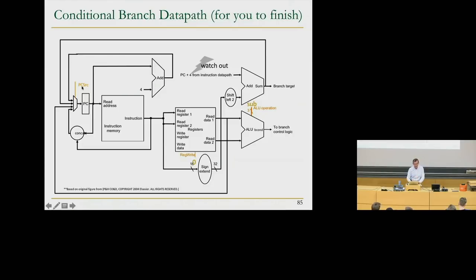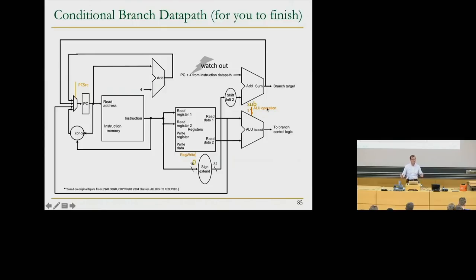Now that's not enough. The input signal to this mux is dependent on whether one source register is equal to the other source register, right? So you need to do some logic over here. If the 2 source registers are equal, if the subtraction gives you 0, then you need to select this target address. Otherwise, the target address should be PC plus 4. So this PC source signal is now controlled by not just the instruction, but something that's happening in the data path, the result of the ALU.